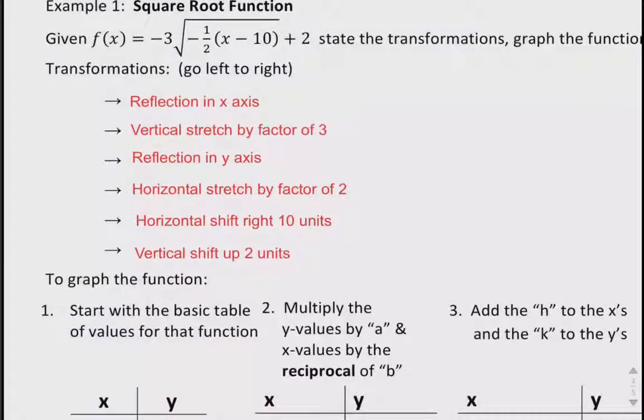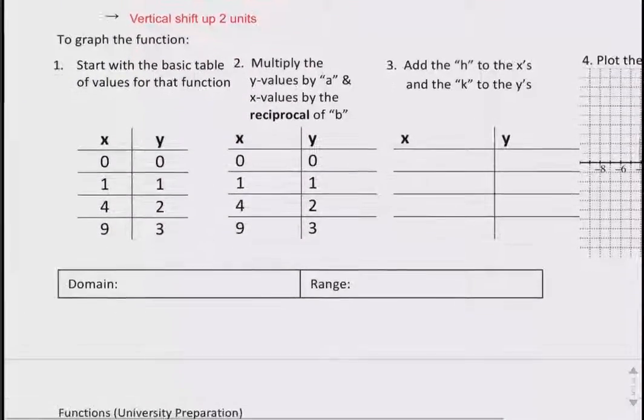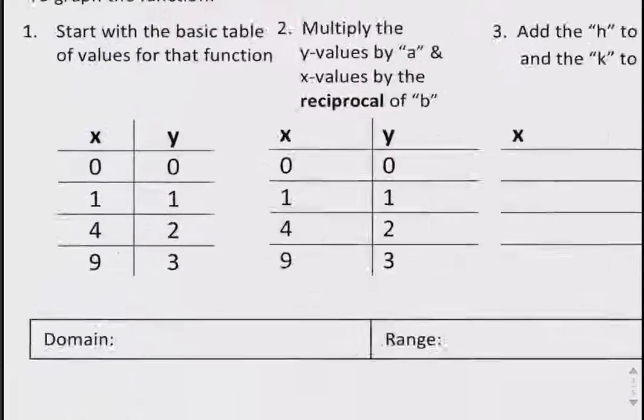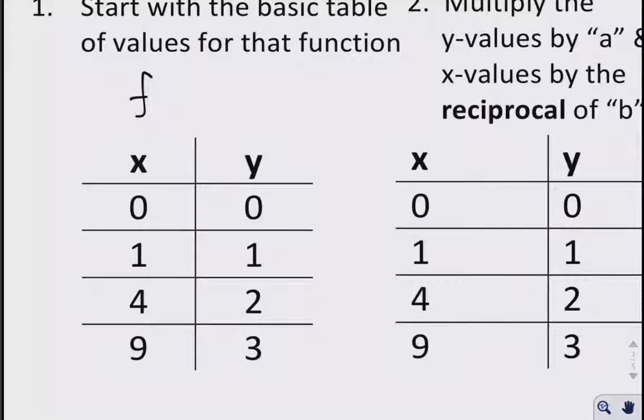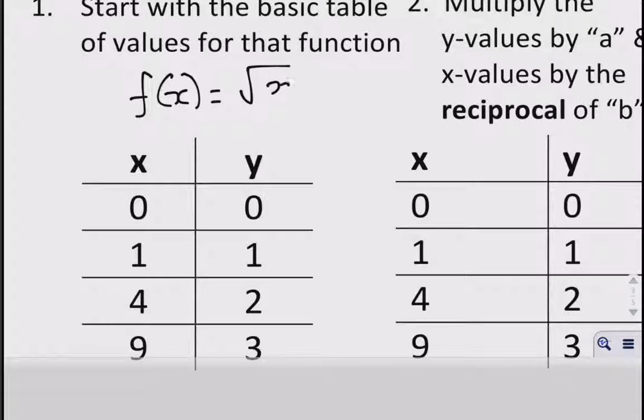So let's start with the process here. Step number 1 says we begin by just listing our basic values for the root function. So we're taking, in this case, the function f of x equals the square root of x, and cycling through the numbers 0, 1, 4, and 9, taking their square roots to give us what we see at the side.